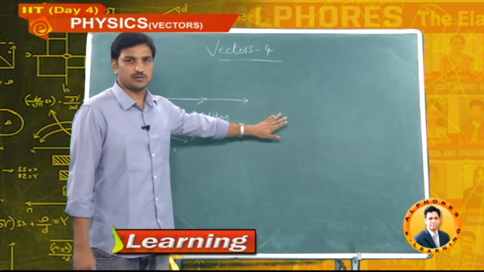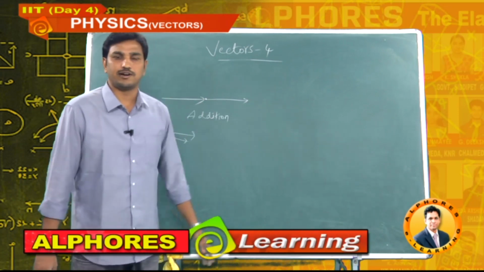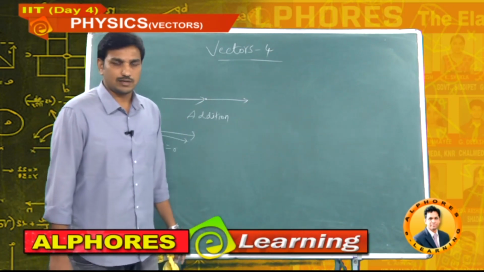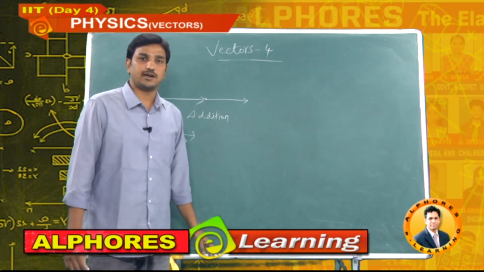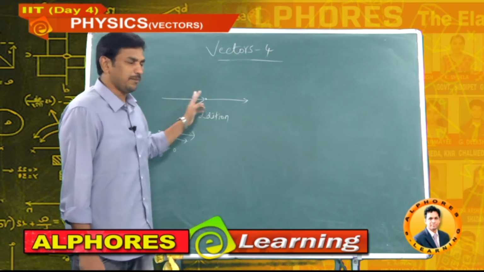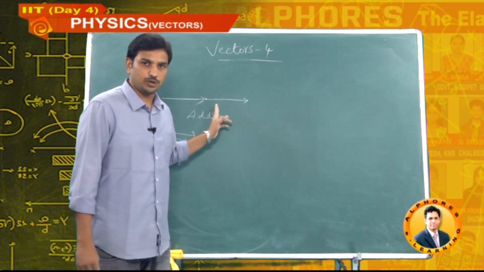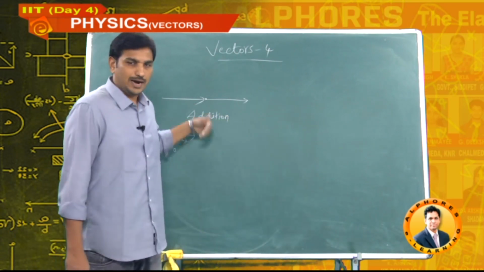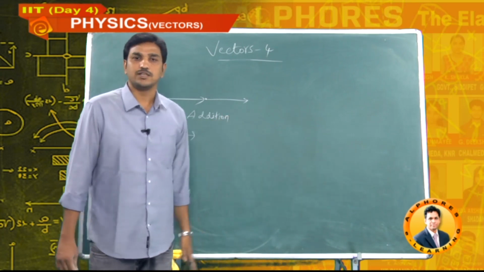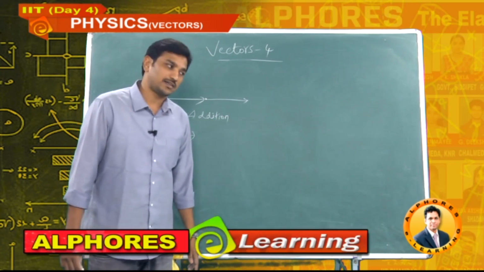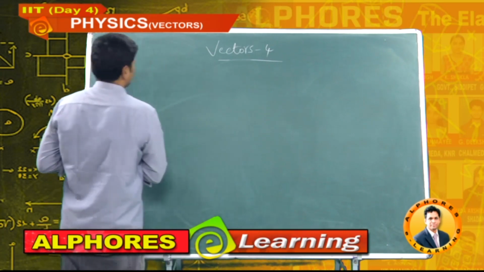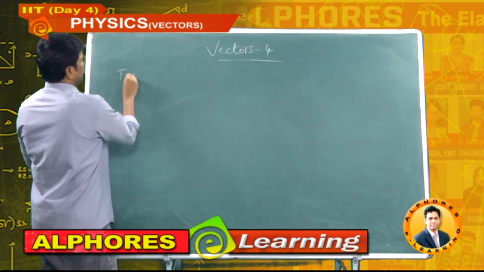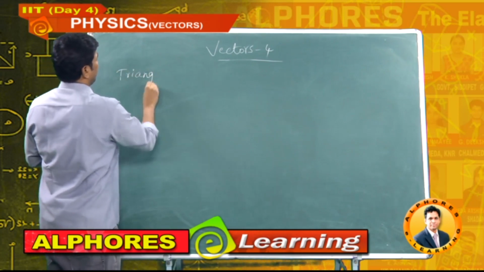To resolve this, we have introduced different laws. First one is the triangle law of vectors. I already told you when we should use the triangle law of vectors: when the angle between the two vectors is other than 0 and 180, to add the two vectors we apply these laws. First one, triangle law of vectors. Next one, parallelogram law of vectors. We will see them one by one. First one, triangle law of vectors.